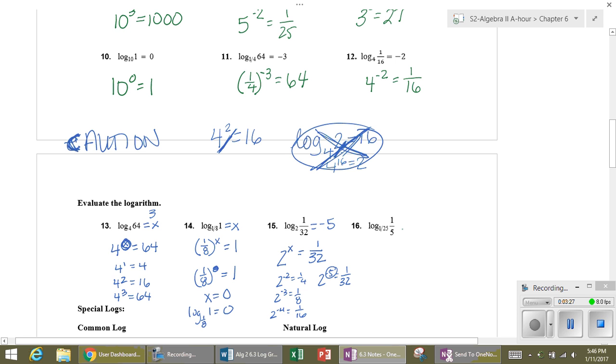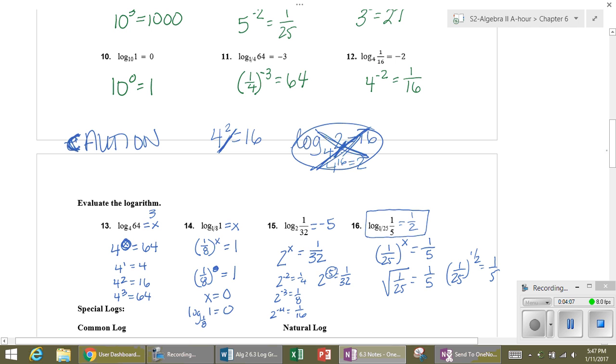Okay, number 16, 1/25 to the what power has to equal 1/5? Well, when I look at this, I think the square root of 25 will give me 5. And earlier in our video, we said that the square root was the exact same thing as saying to the 1/2 power. So in this case, log base 1/25 of 1/5 actually has to equal 1/2.